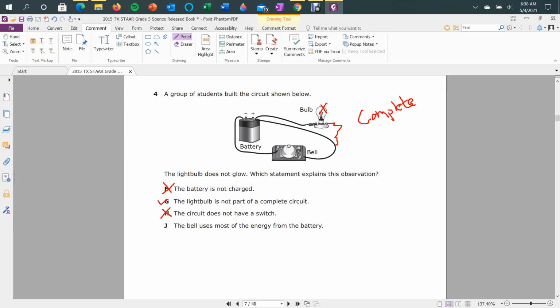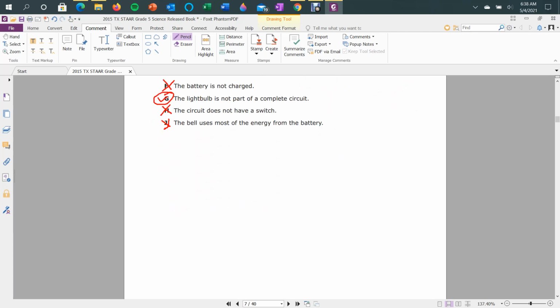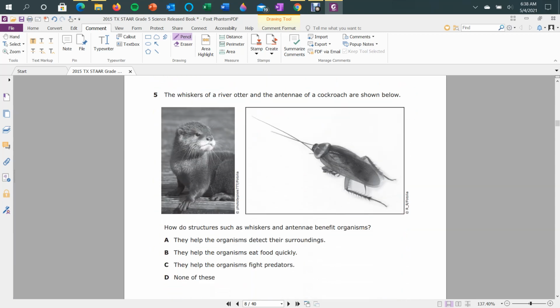The bell uses most... No, we know that. Bell doesn't use that much energy. We've built circuits that way before. So the correct answer has to be G then, right? Let's see. Look at the answer sheet again. G is the correct answer. All right, moving down to the next one.